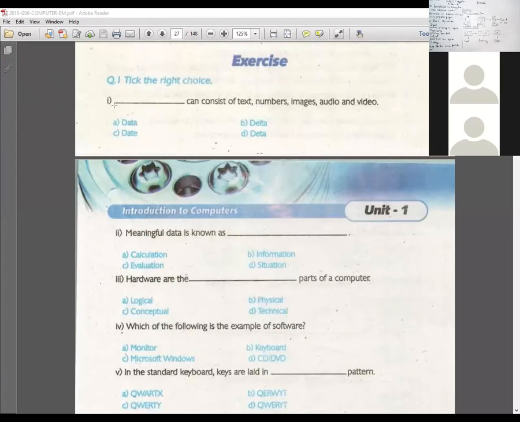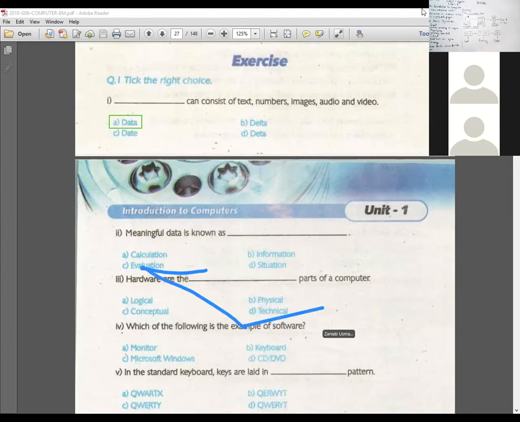Question 1. Dash can consist of text, numbers, images, audio, and video. So what will it be? Option A, data; B, delta; C, date; and D, data. So option A will be the correct answer, data. Mark your answer. Here, data is the correct answer, option A.